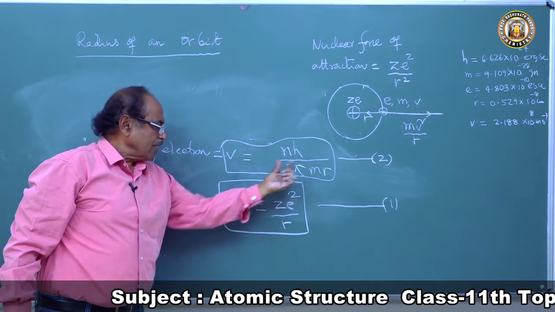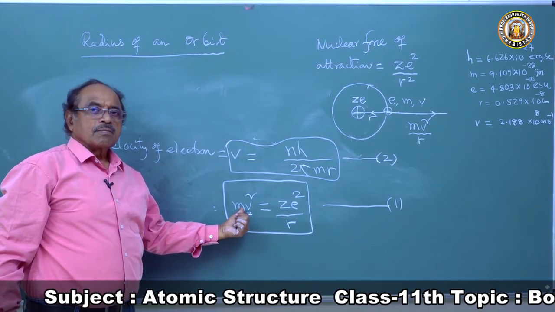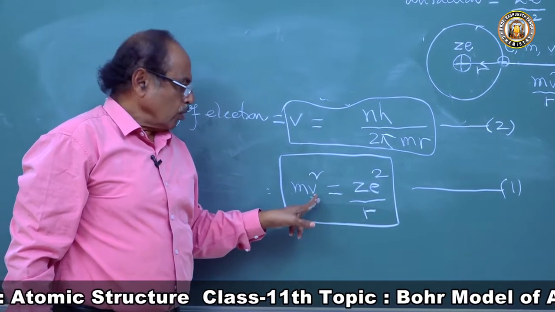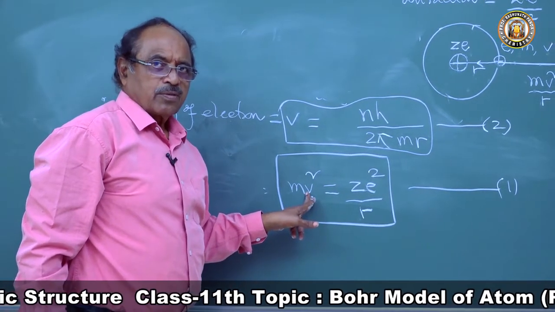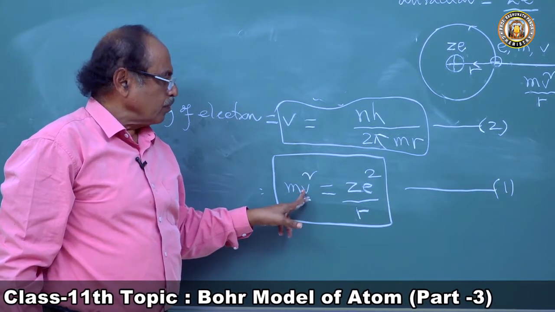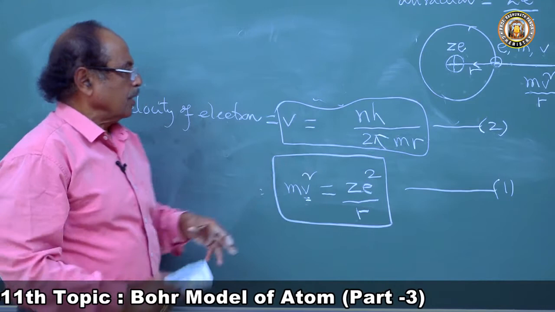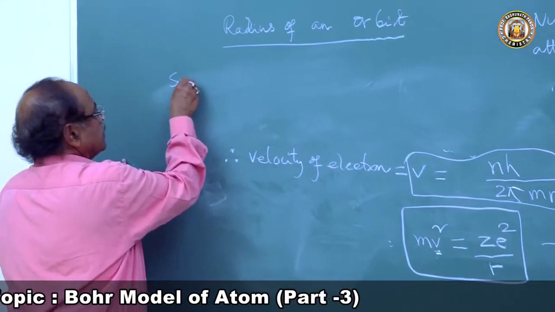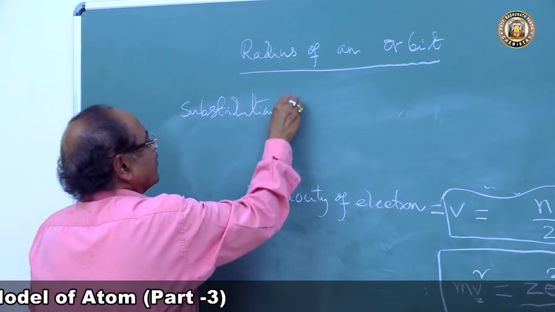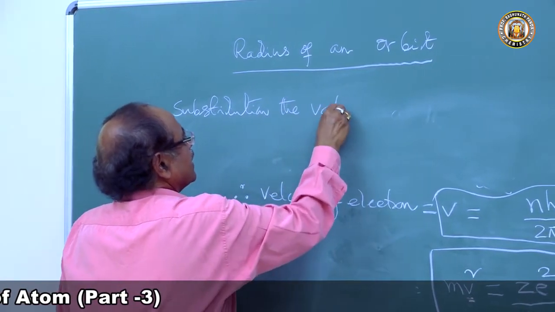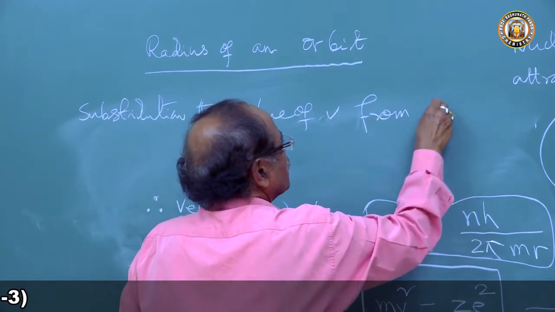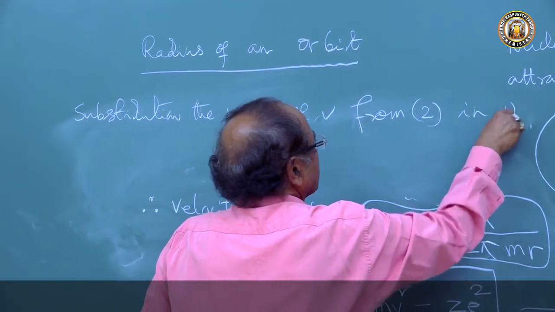So let us put this value here. We want to calculate r. Our unknown quantity is v. So in its place we will put the value of v from this equation. So, substituting the value of v from 2 in 1.